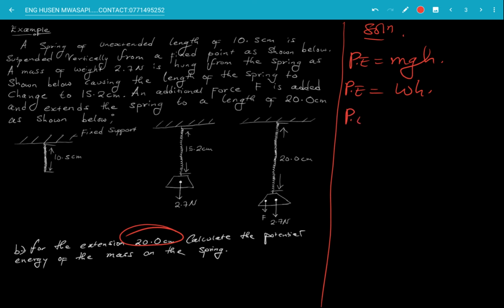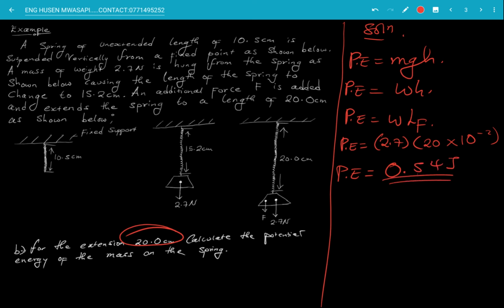So we say potential energy is equal to the weight times length final. So potential energy is equal to the weight that you have, which is 2.7, times length final, which is going to be 20. Now it's in centimeters. You need to divide it by 100 to convert it to meters, or you can just say times 10 to the minus 2. So the potential energy, if you compute this on your calculator, will simply be 0.54 joules. As simple as it is.